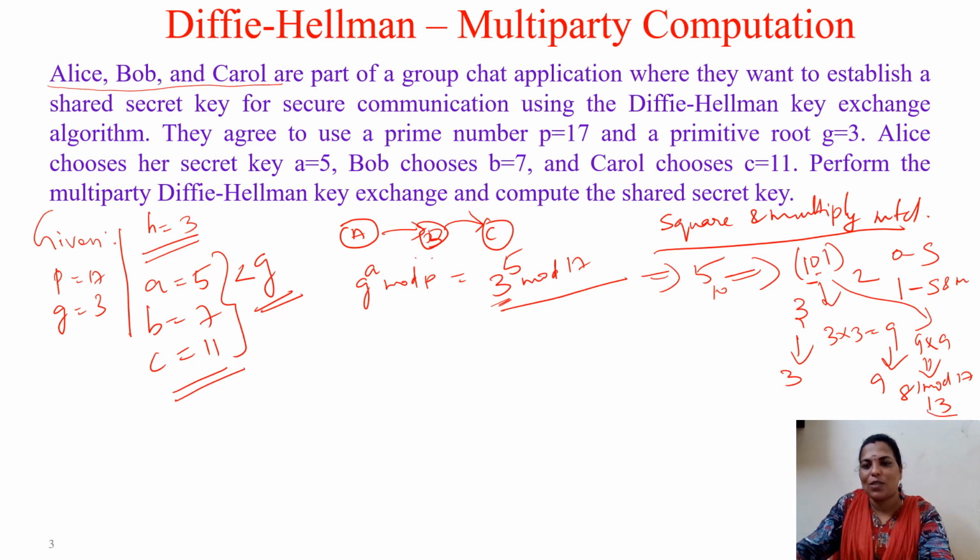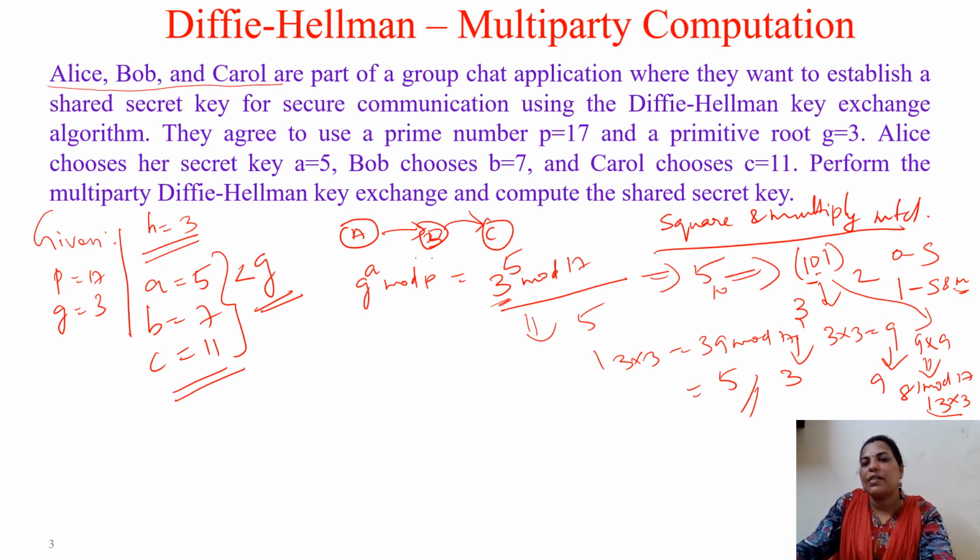Now the square is over, 13 is the value. Then you have to multiply. With what value do you have to multiply? The base value only. So 13 into 3 you have to compute. 13 into 3 equals 39 mod 17. So what is 39 mod 17? It is 5. So 3 power 5 mod 17 is 5. This value is 5. So likewise we have to compute.